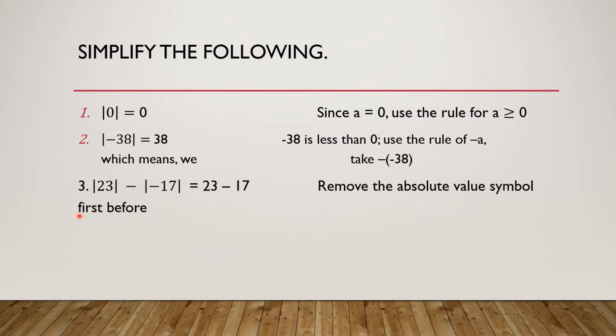Okay, number 3, the absolute value of 23 minus the absolute value of 17 is equal to 23 minus 17. What did we do? We removed the absolute value symbol first before performing the operation. So the answer is 6. Okay.